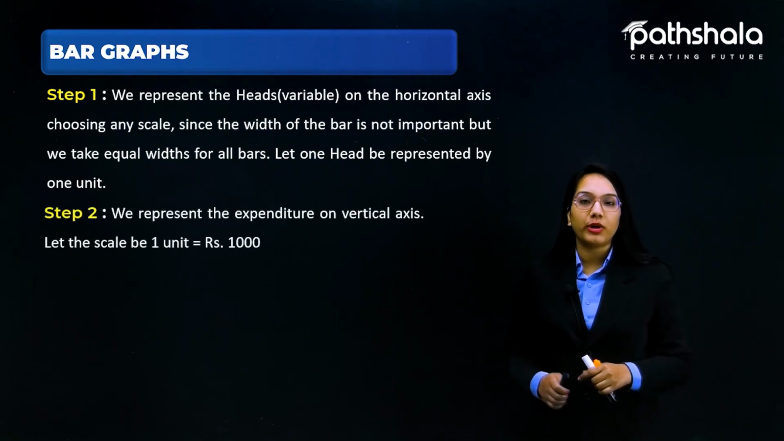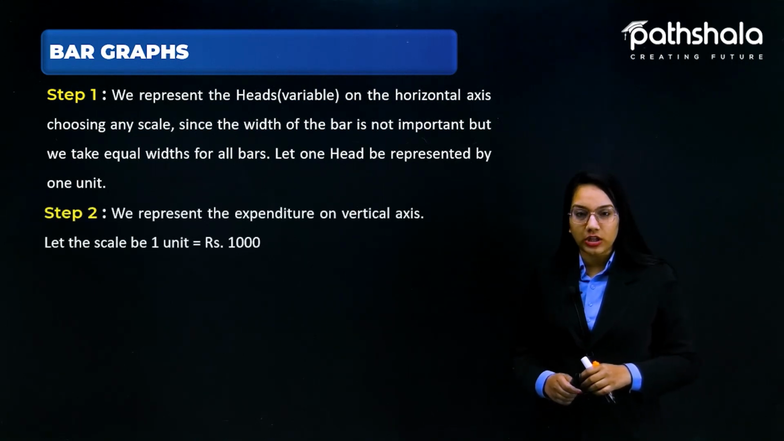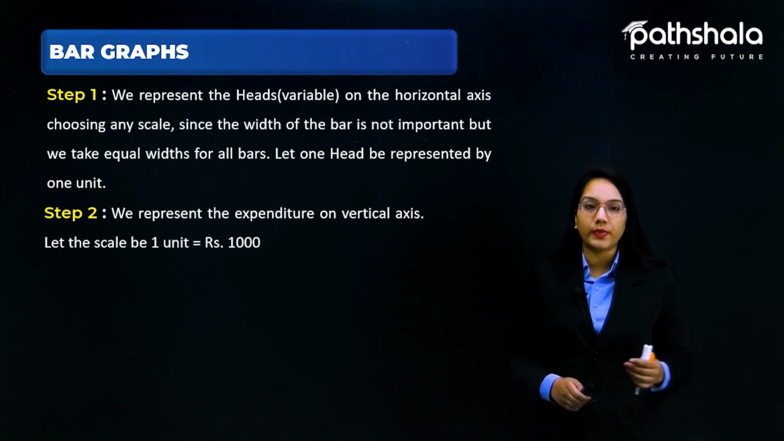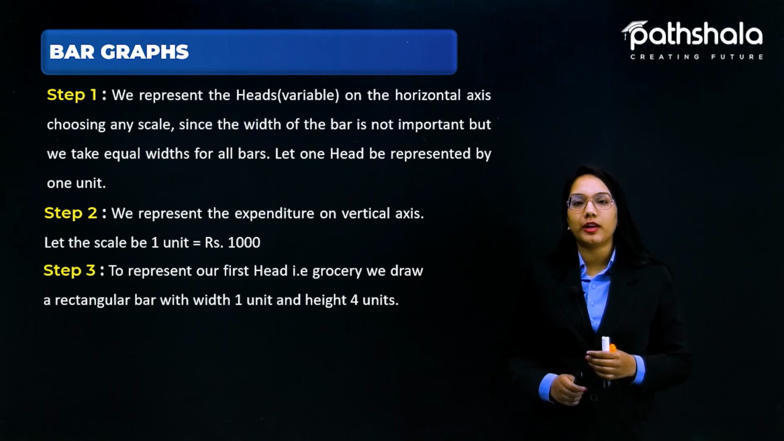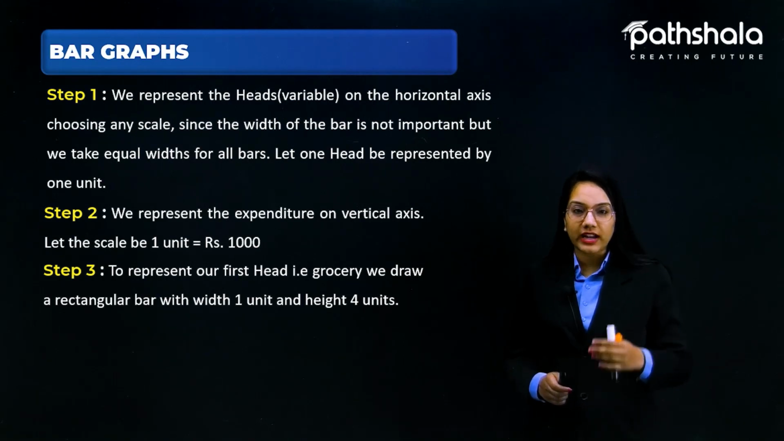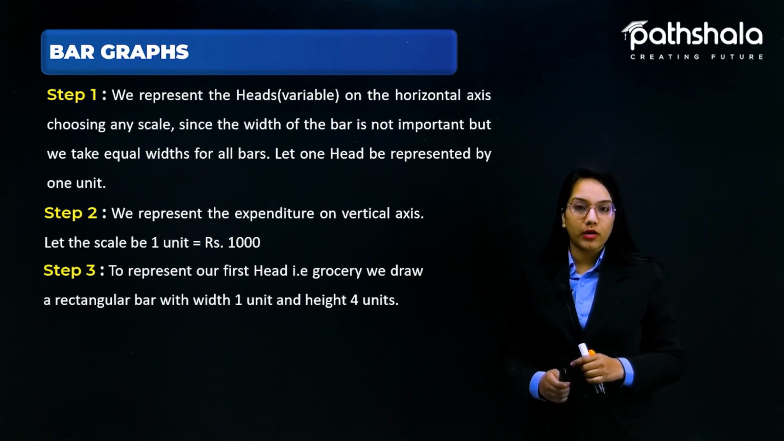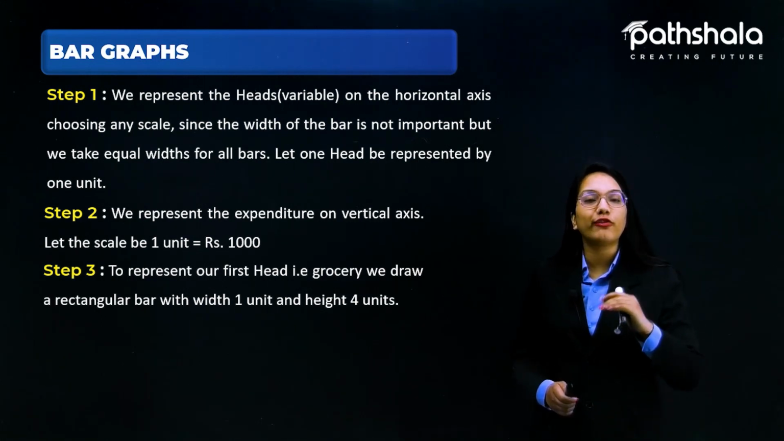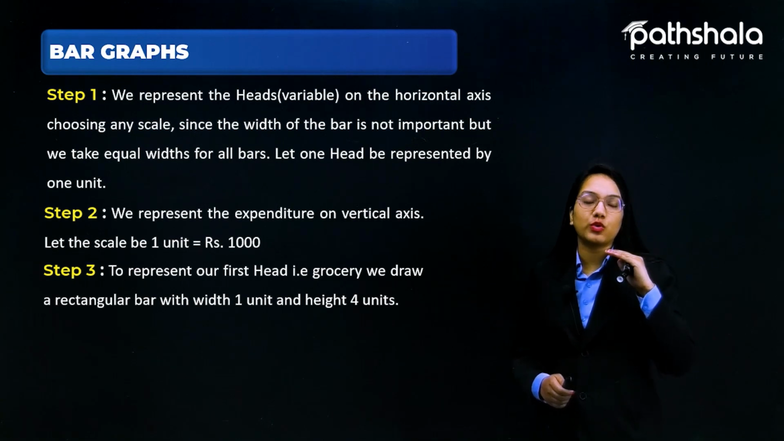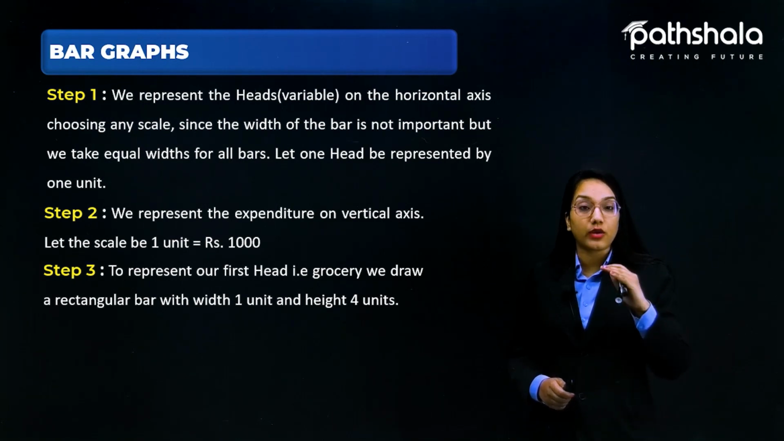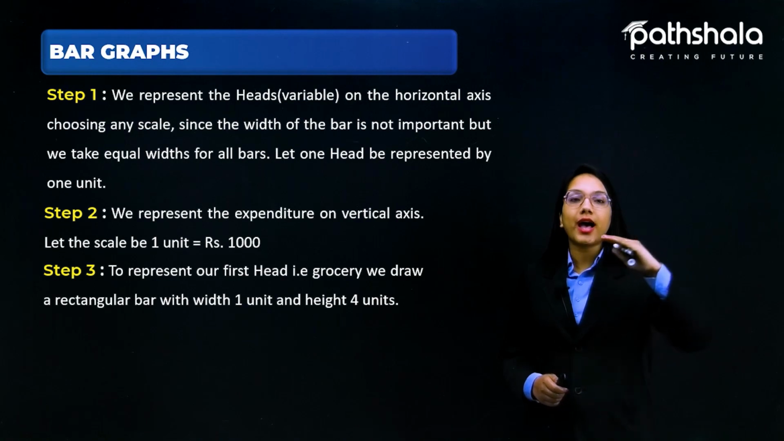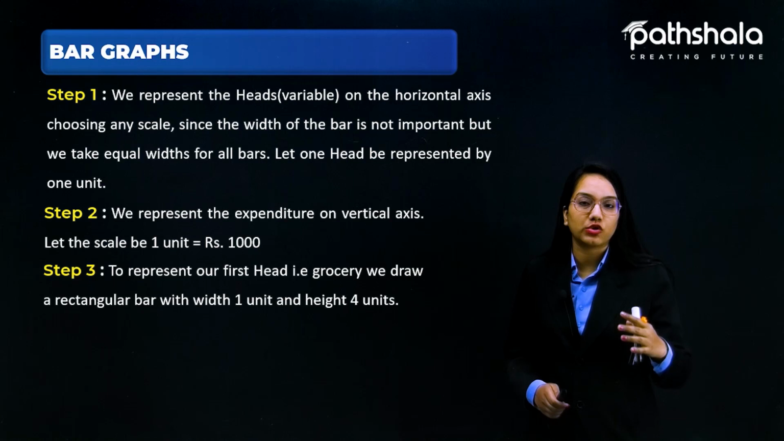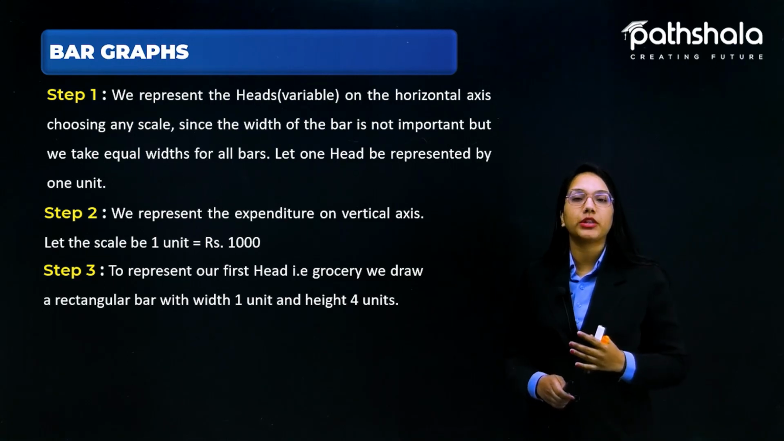The next step is to represent the expenditure on the vertical axis. Let the scale be 1 unit representing rupees 1,000. Step number 3 is to represent our first head, that is grocery. We draw a rectangular bar with a width of 1 unit and a height of 4 units. Why so? Because the expenditure related to grocery was 4,000, and we are taking 1 unit as rupees 1,000, so 4 units would count as 4,000. This is step number 3.